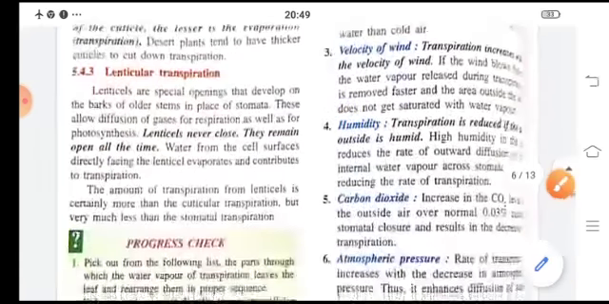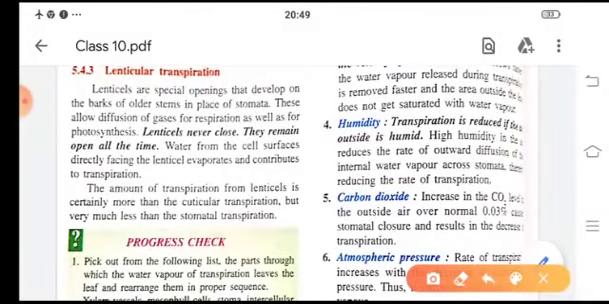Next is lenticular transpiration. Lenticels are special openings that develop on the barks and older stems in place of stomata, and diffusion of gases takes place through these lenticels. These lenticels never get closed; they remain open all the time.